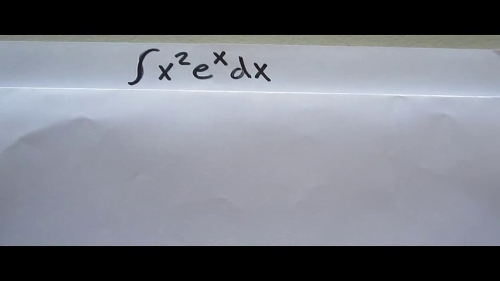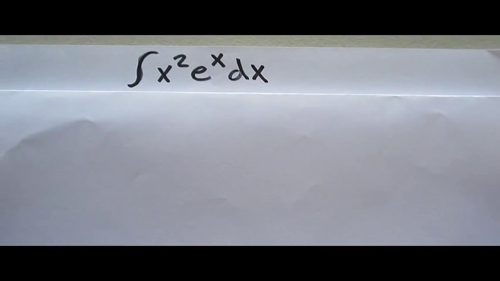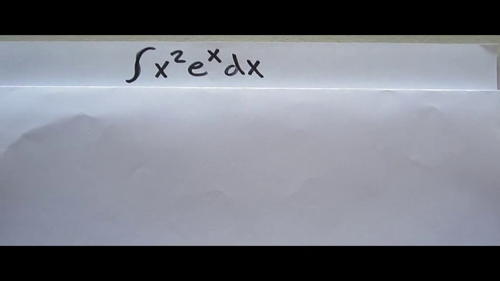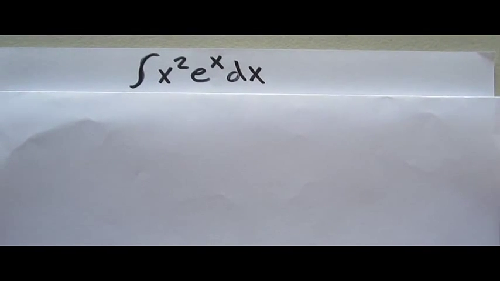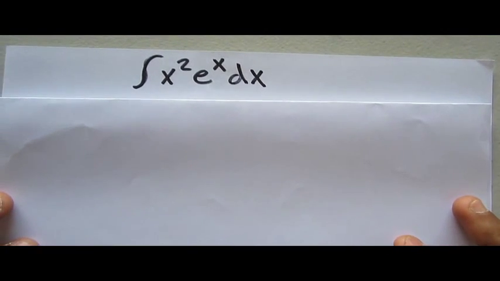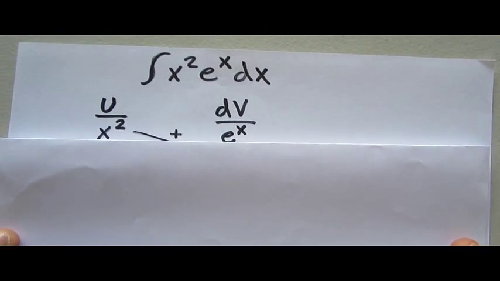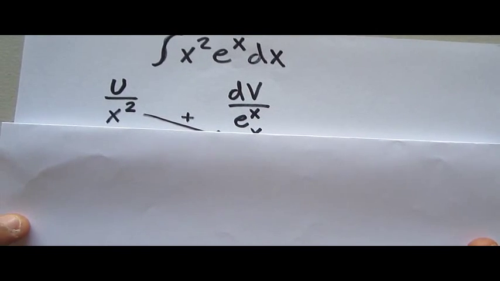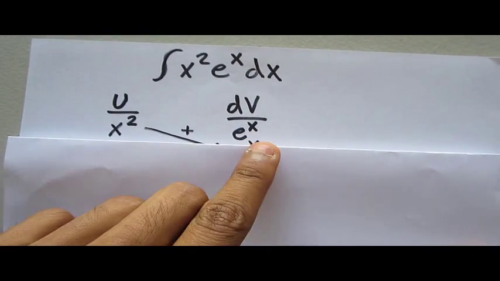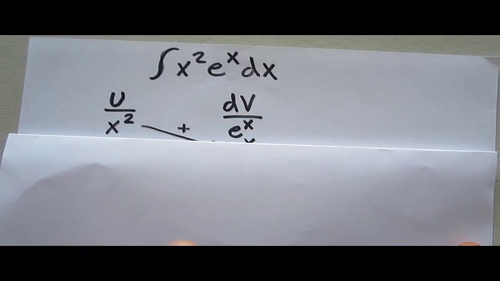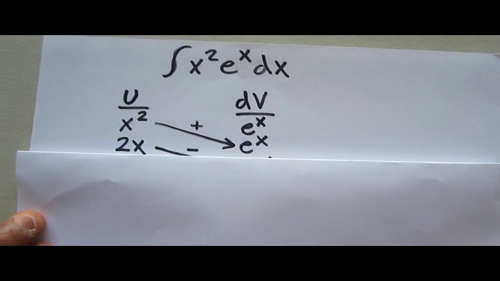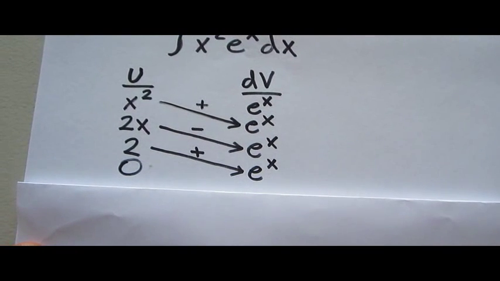Alright, so our next problem is the integral of x squared e to the x dx. And since in this case our u is a polynomial, we have to use tabular integration. So our u is obviously x squared, and our dv is e to the x. So we just take derivatives of both sides, and we get something like that.